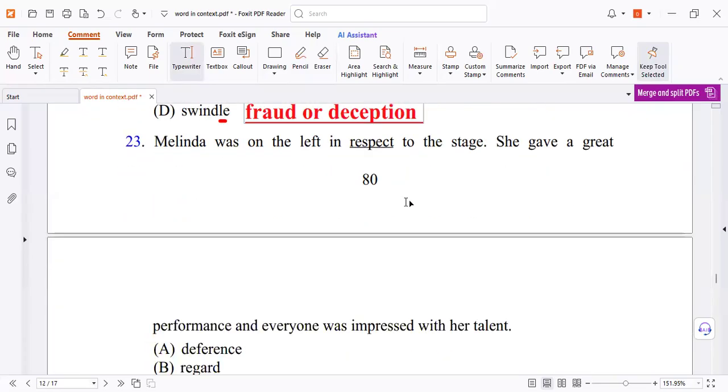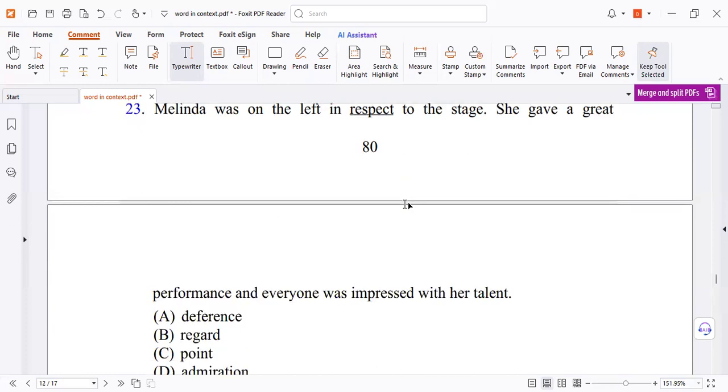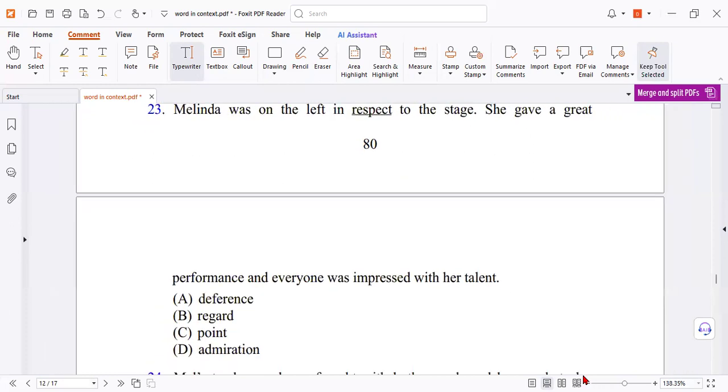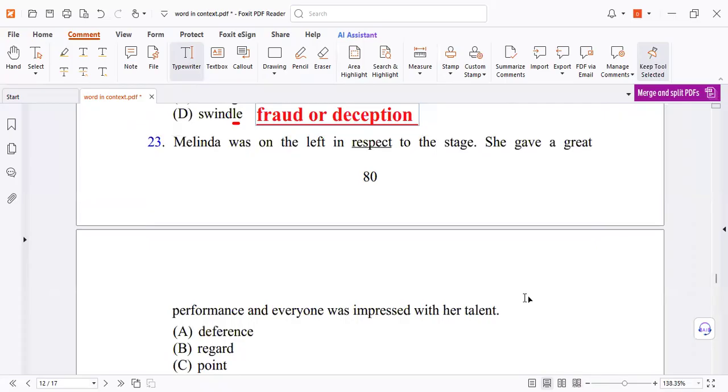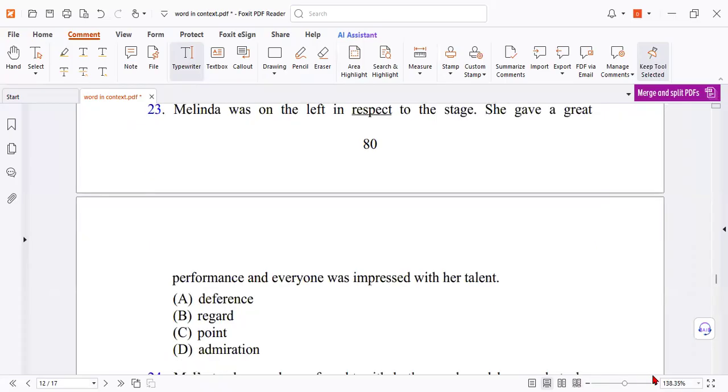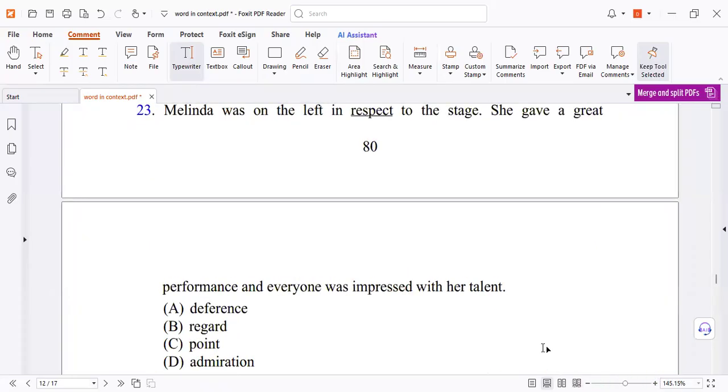Always use the context to help you. Remember, we revised the techniques we studied last time. Use the punctuation to help you. Use the style of writing to help you. Use the cause and effect examples. Let's try.